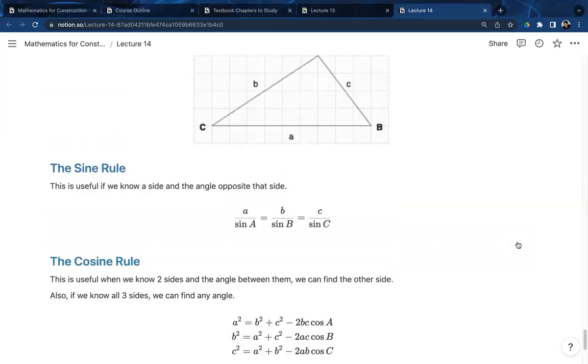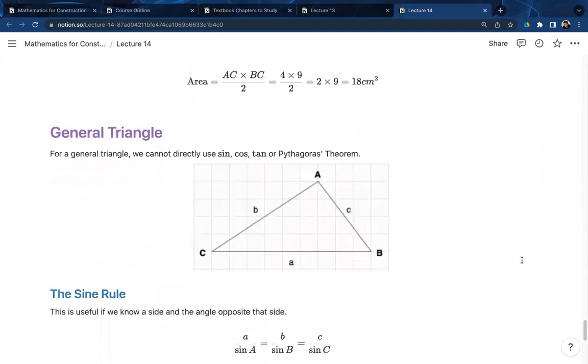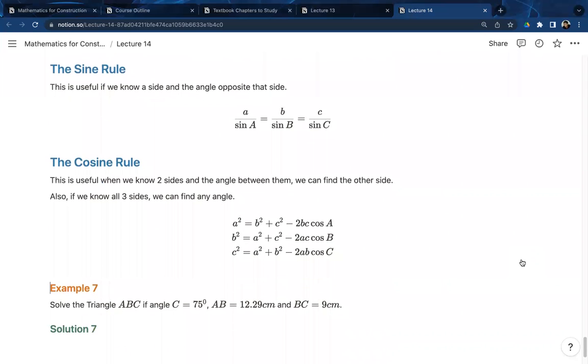And for area, there's this area formula up here, half ab sine C and its equivalents, right? So look at the sine rule, look at the cosine rule, draw the triangle, and see what you could use to solve the triangle, which means find all the other sides and angles in the triangle, okay?